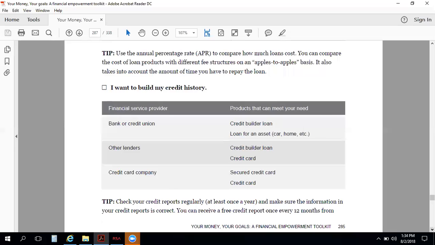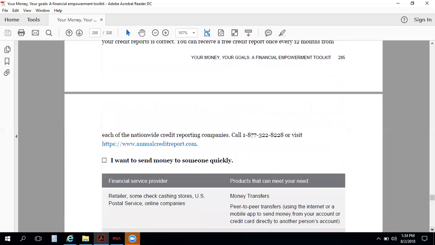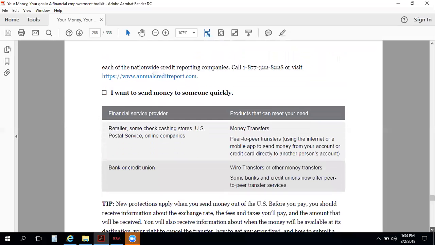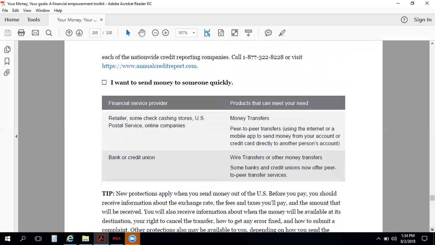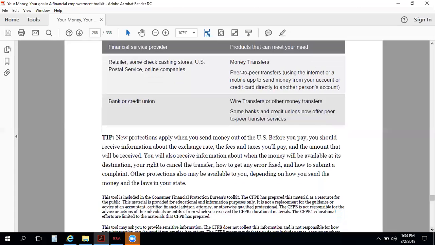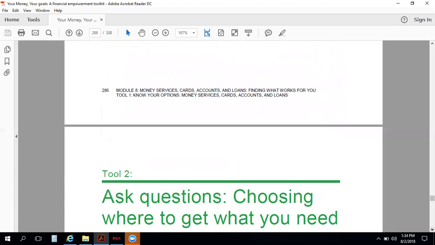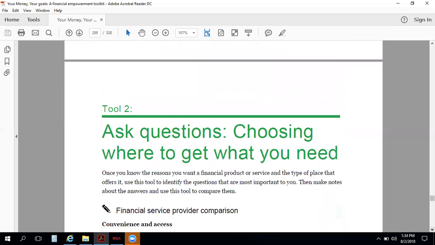Options for building a credit history through a bank or credit union, like if they get a loan through the bank or credit union, other lenders and credit card companies. Obviously, if a client can establish a good payment history with a credit card company or on a loan, that gives them the option to build good credit. Options to send money: bank or credit union transfers, wire transfers online. So that was just a couple different strategies that somebody could use to help them achieve some of the goals that they set in Tool 1.